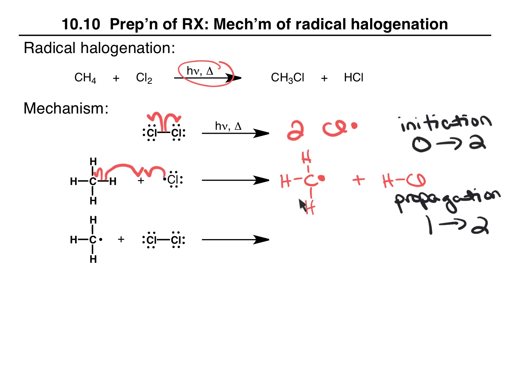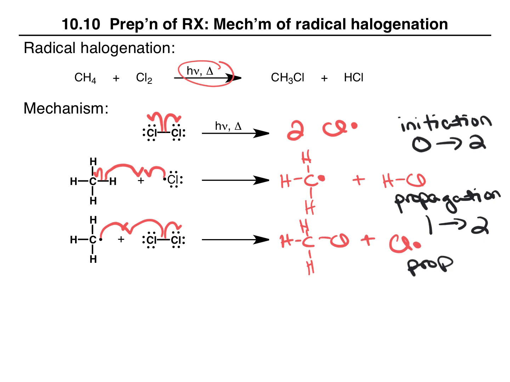Next, this methyl radical can bump into another molecule of chlorine. So this can combine with one of these electrons, and then this electron moves on to the chlorine. So this radical is abstracting the chlorine with an electron. And so that gives us chloromethane and another chlorine radical. So this one is another propagation step.